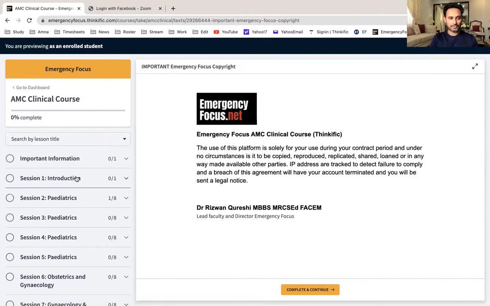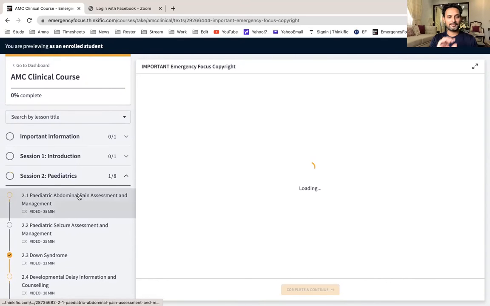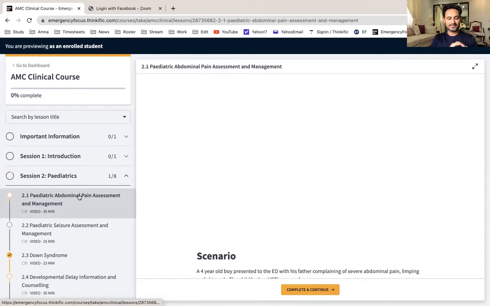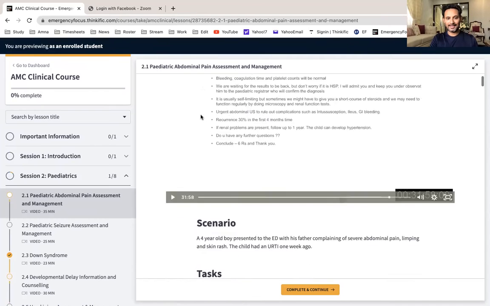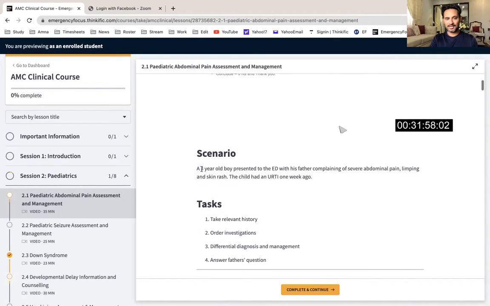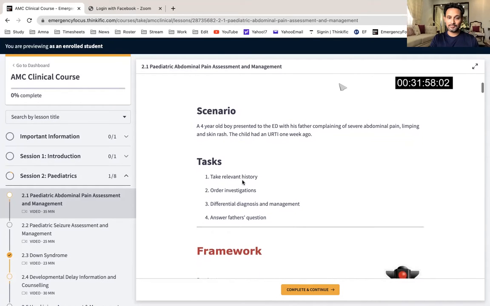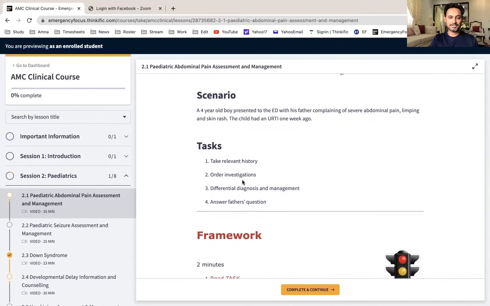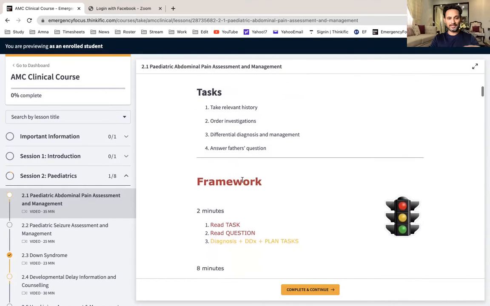Now let's take you through. For instance, if I'm doing a section on pediatrics and I open up the pediatric abdominal scenario, what will happen is that you will have a scenario open up as scenario 1. And let's see, we'll do the scenario. This is a scenario about a 4-year-old boy who's presented to an emergency department with the father complaining of severe abdominal pain, limping and skin rash. The child has had an upper respiratory tract infection for about a week. You're meant to be taking a history, ordering investigations, coming up with a differential diagnosis and management, and answering the father's questions and queries.